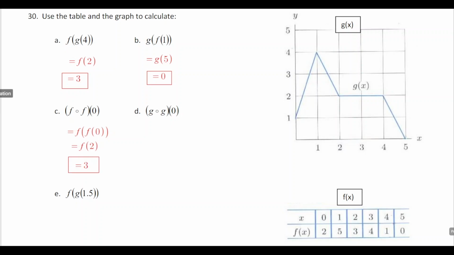For g, we're going to first evaluate g of 0, right? Because this is really g of g of 0. And g of 0 is 1. So then we evaluate g of 1, and we get 4. Next, f of g of 1.5. So g of 1.5 looks like it's going to be right here, that's going to be 3, right? Yep. So f of 3. And then we'll use the table to evaluate f of 3. You can see f of 3 is 4.